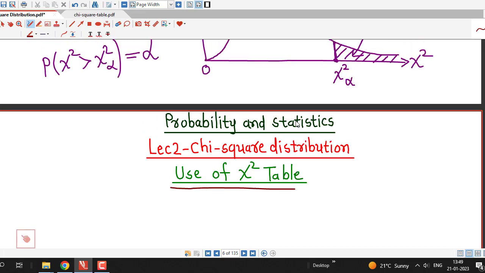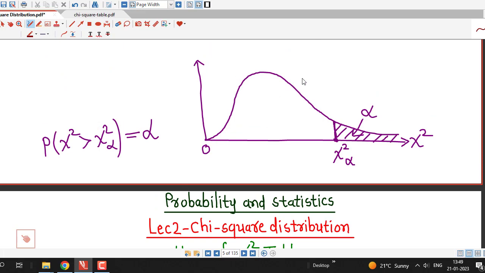So for that we recall that if we consider this density curve of chi-square distribution with some nu degrees of freedom, then the point on the horizontal axis denoted by chi-square alpha is the point such that the area to the right side of this point is equal to alpha. In other words, chi-square alpha is the point such that the probability that chi-square is greater than chi-square alpha is equal to alpha.